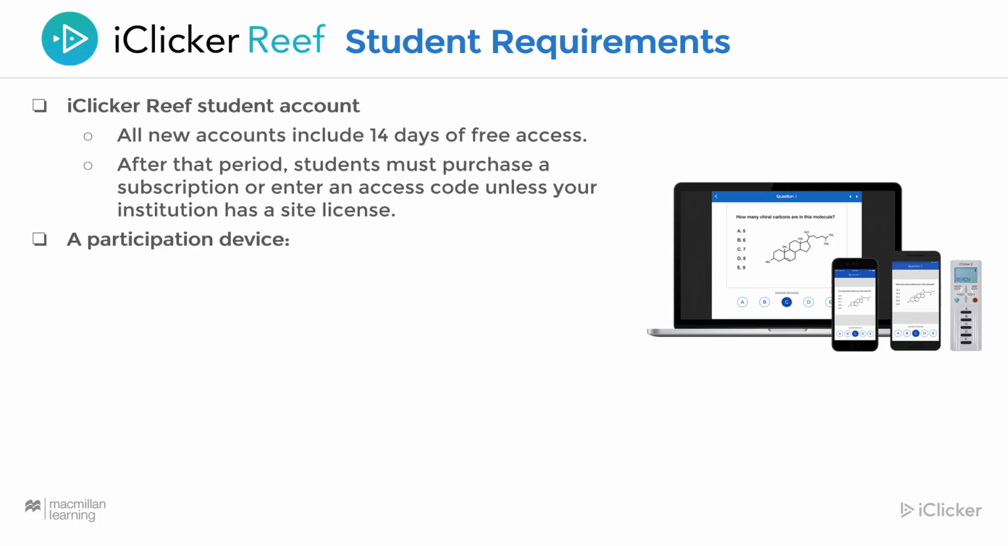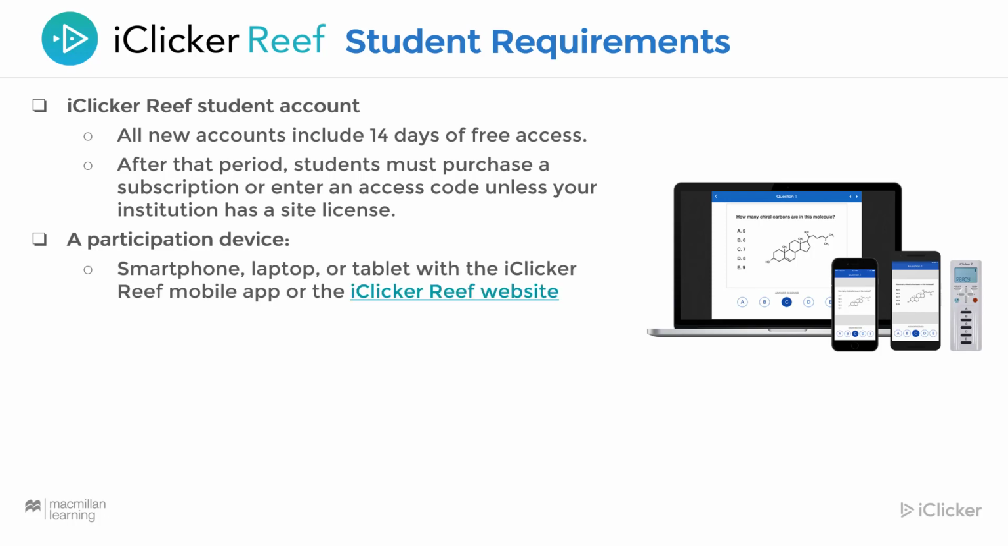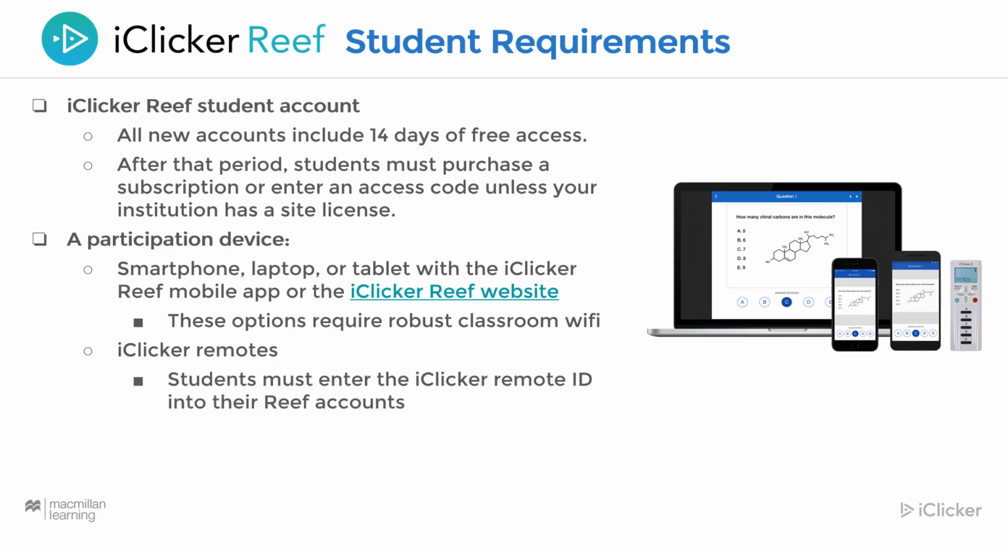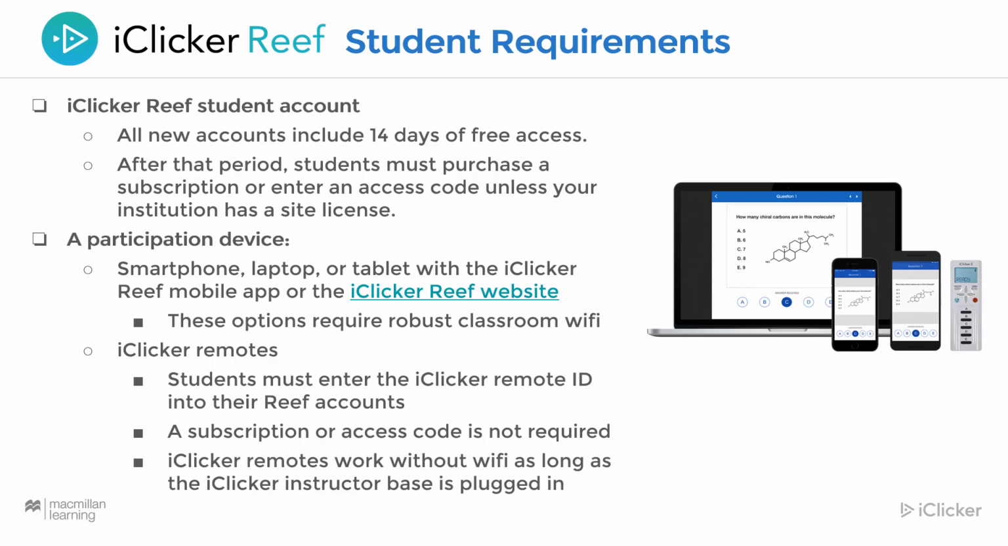Students will need a participation device. That can be a smartphone, laptop, or tablet with the iClicker Reef mobile app or the iClicker Reef website. These options require robust classroom Wi-Fi to support quick and reliable iClicker sessions. Students can also use iClicker remotes if you allow them. Students must still create an iClicker Reef account and enter the iClicker remote ID into their account. A subscription or access code is not required for students participating with physical remotes only. iClicker remotes also work without Wi-Fi, as long as the iClicker instructor base is plugged in.